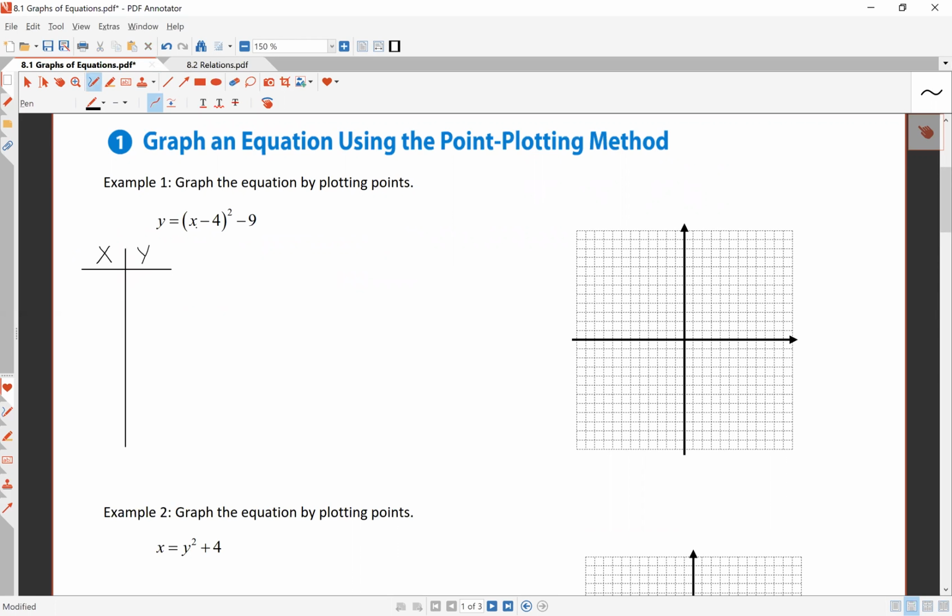With this problem, a good number to start with is going to be the number that makes the expression inside the parentheses 0, and that would be x equal to 4. It gives me 4 minus 4 squared minus 9, which is 0 squared minus 9, which is negative 9. So we're looking at the point (4, negative 9).